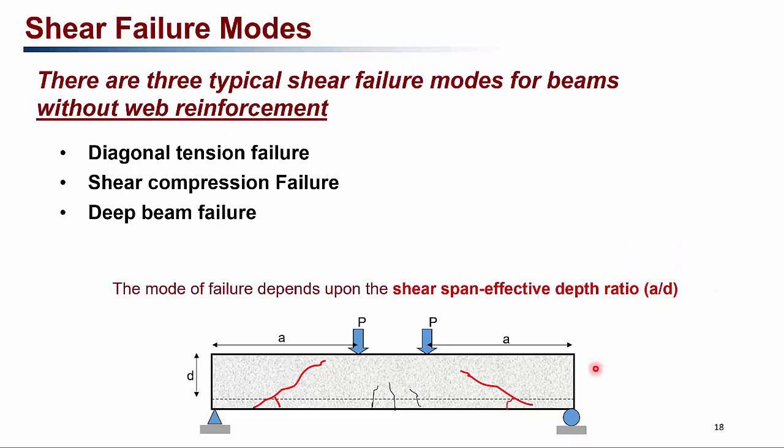So if we look into a relatively shorter beam without any shear reinforcement, there can be three different kinds of shear failure modes. The first one is called a diagonal tension failure. The second one is called a shear compression failure, and the final one is a deep beam failure. The mode of this failure depends on the shear span to effective depth ratio. The shear span here is denoted by a, and the effective depth is d. Depending on the a over d ratio, one of these shear failures can occur in relatively shorter beams.